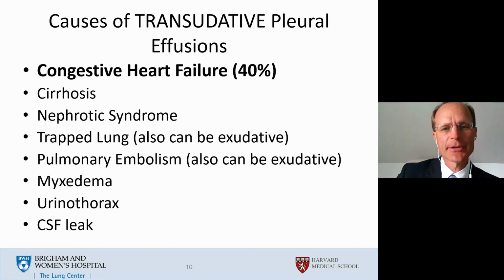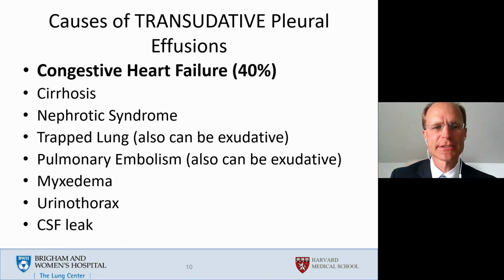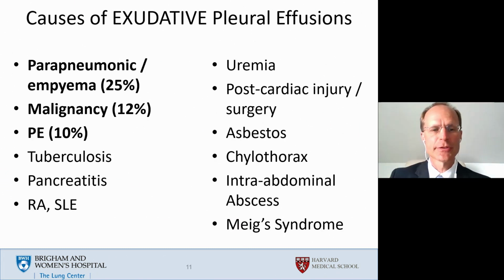So other more common causes of transudate, of course, include fluid overload states such as congestive heart failure, cirrhosis or nephrotic syndrome, trapped lung we just reviewed, which can also be exudative if it's due to malignancy or an inflammatory entrapment process. Pulmonary embolism through infarction can be exudative or transudative. Myxedema, urinothorax, and CSF leak. Exudative effusions are almost predominantly due to infection such as parapneumonic or empyema, malignancy or pulmonary embolism with infarction, but a whole host of inflammatory, malignant, and infectious causes, as shown on this slide, can cause exudative effusions, and the list is quite long.